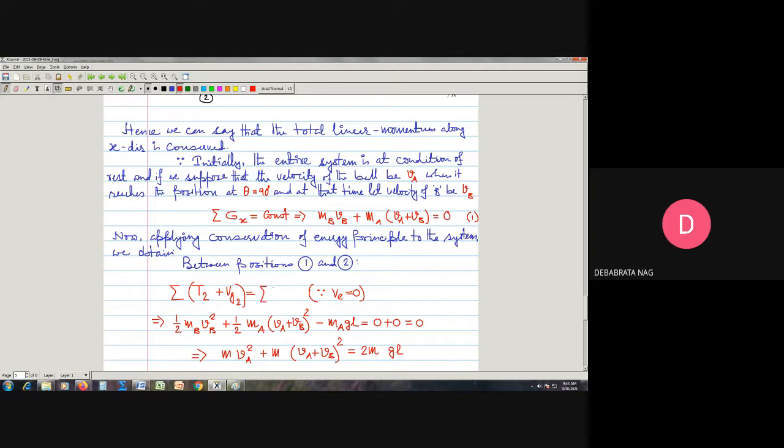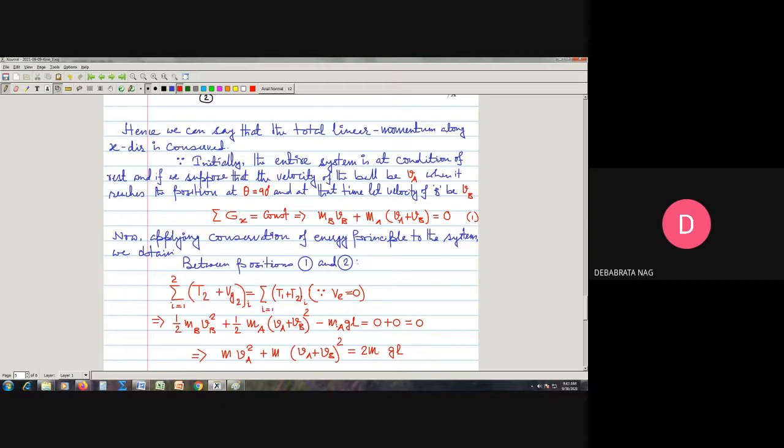We are writing it for the system of particles. Here we have only two particles, so this is written like this. We can put the subscript i, and say this is i from 1 to 2. That means there are only two particles.